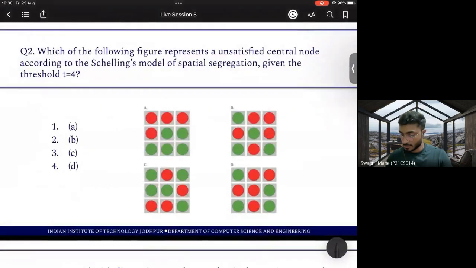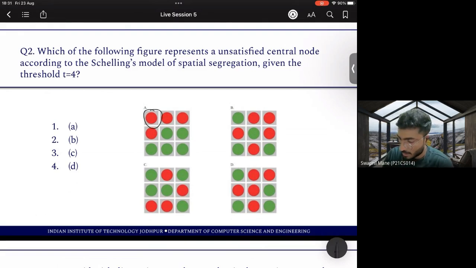Okay, so let's move to question two, which is: which of the following figures represents an unsatisfied central node according to the Schelling model of spatial segregation, given the threshold t is equal to 4. As we have seen, the model has been used for spatial segregation. Spatial segregation means similar types of users or nodes come together, right? And how many of them come together? Suppose I am that one node. Suppose let's take this node, right?